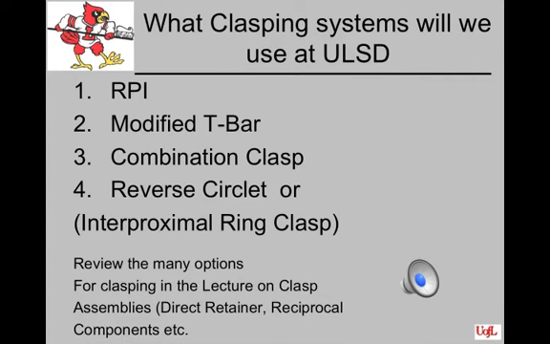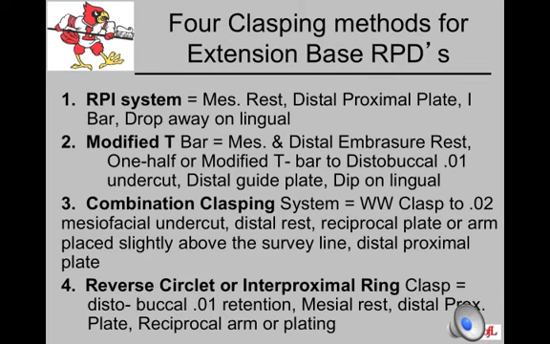Here at ULSD, we're going to use 4 clasping systems on the extension base area of removable partial dentures on that abutment. They are the RPI system, the modified T-bar, the combination clasp, and the reverse circlet or the interproximal ring clasp. Listed on this particular page are the 4 clasping methods that will be used for the extension base RPD. We will go into further detail on each one of these as we approach the next few slides.